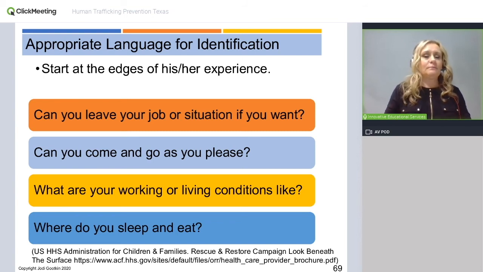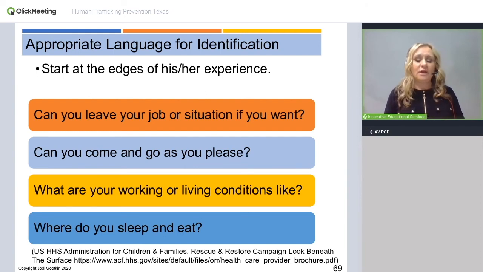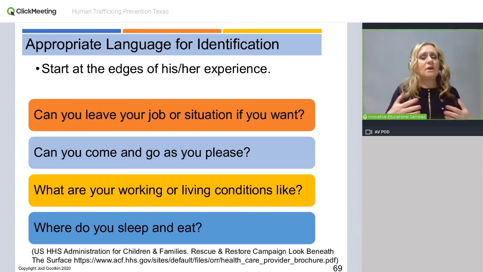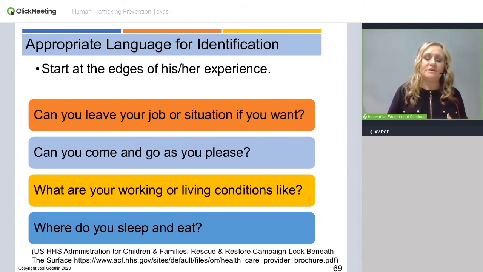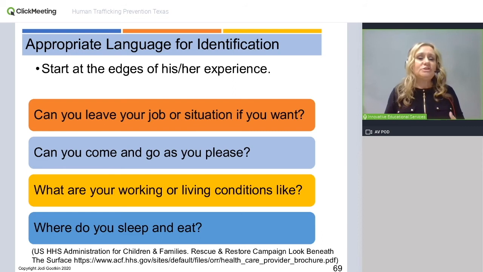As you're choosing your words for the conversation, don't go right in first to try and identify those red flags. Start on the periphery of the conversation. You might even decide, based on your facility policy and comfort level, that at some point you bring in a social worker or another colleague and make sure everyone's on the same page with creating this comfortable environment for the individual. You're going to pose some questions just within casual conversation about the living and working circumstances.